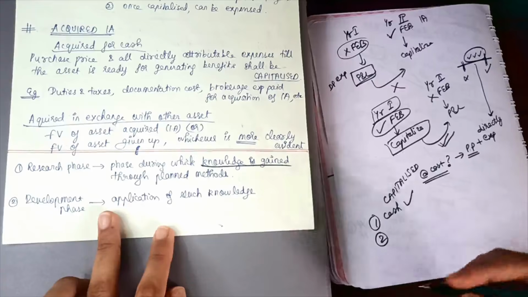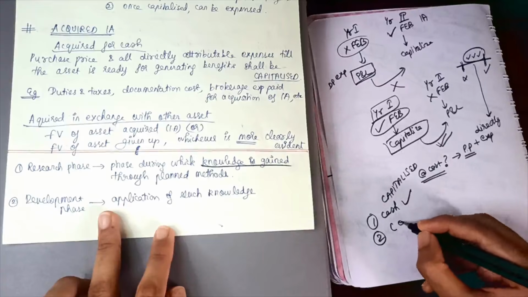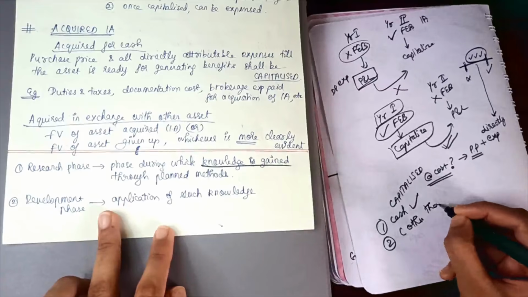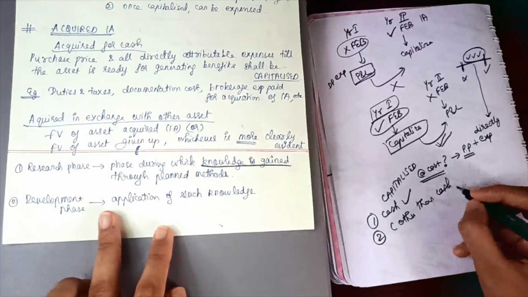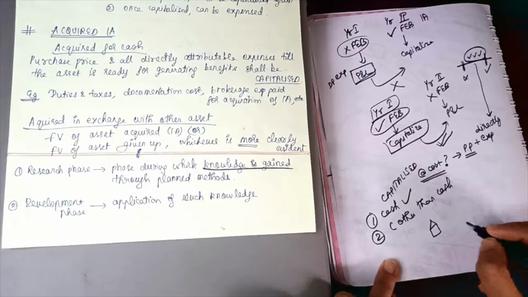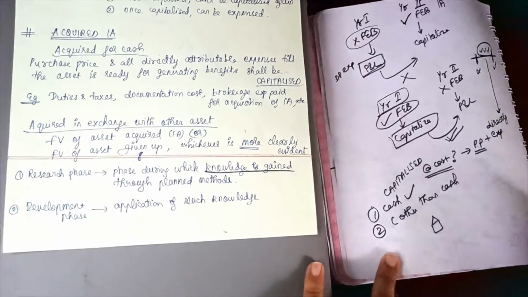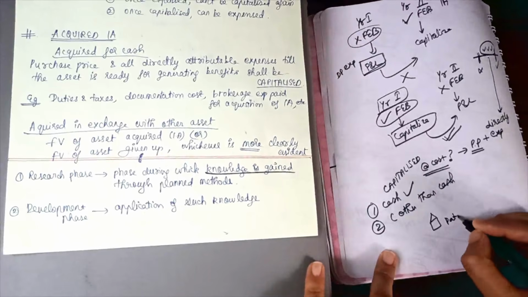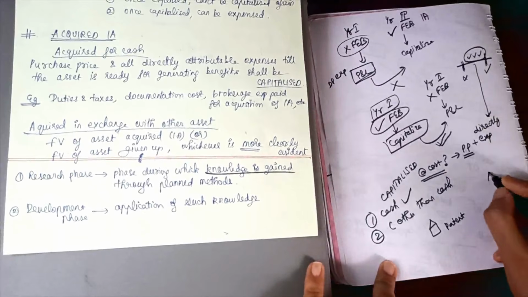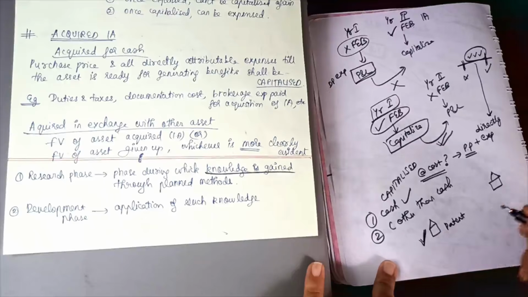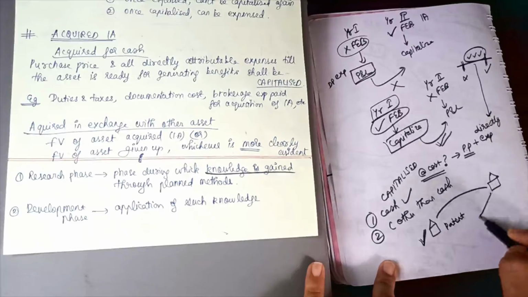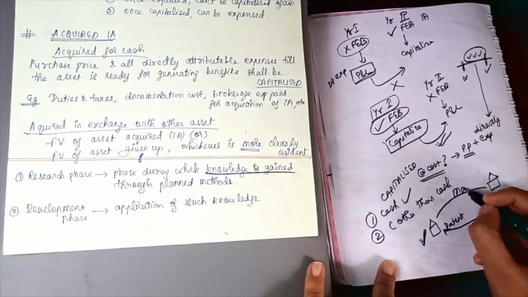The second part was if it is acquired for consideration other than cash. Consideration other than cash means barter exchange. Suppose this is your entity, and you need some intangible asset, suppose you need some patent. You get it from another entity. In exchange for the patent, what you give to the other entity is a machinery.